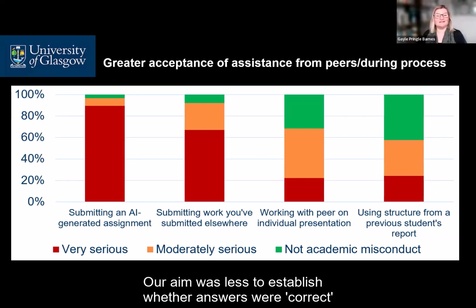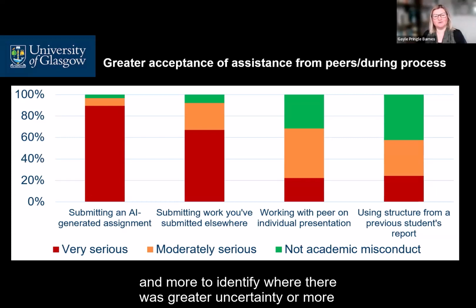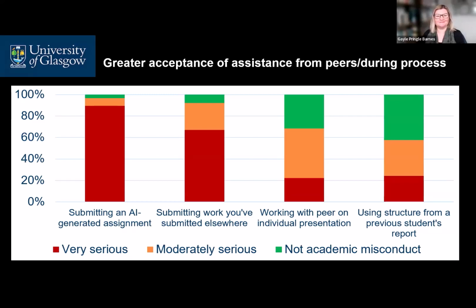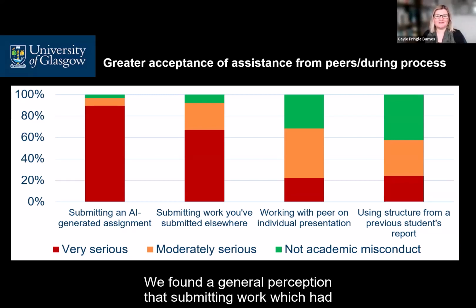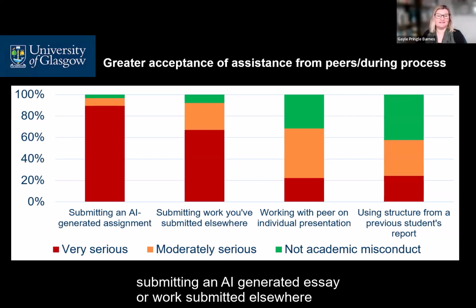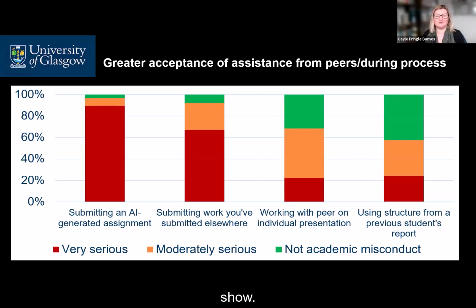Our aim was less to establish whether answers were correct and more to identify where there was greater uncertainty or more variation in what is acceptable across different task types. We found a general perception that submitting work which had been prepared elsewhere was unacceptable, as the figures for submitting an AI-generated essay or work you've submitted elsewhere show.